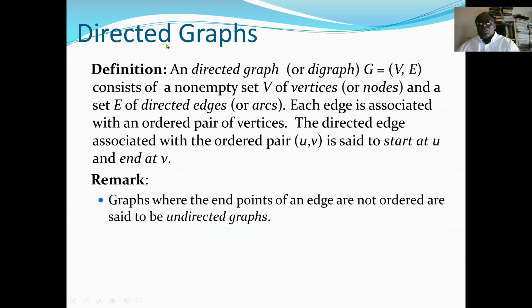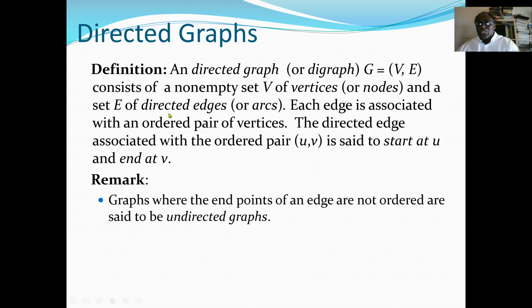Now we'll go through the two main types of graphs. We have directed graphs and undirected graphs. The directed graph normally again consists of vertices and edges, but we have to show the direction in which the edges are connecting. So here we say a directed graph, or digraph, consists of a non-empty set V of vertices or nodes, and also a set E of directed edges.